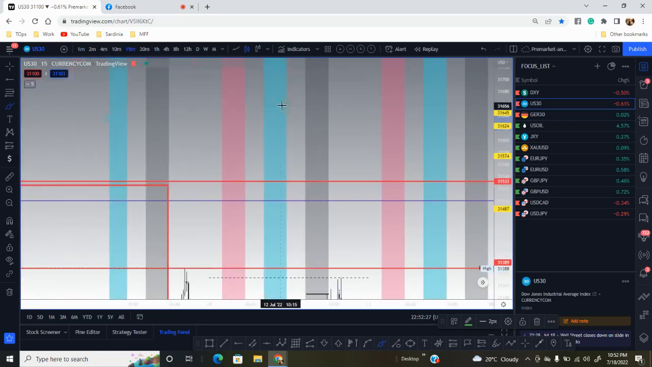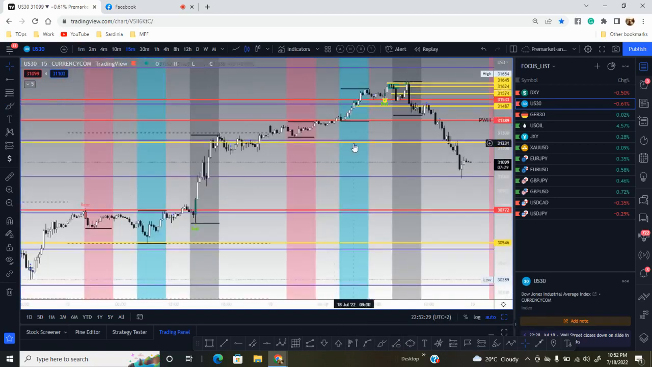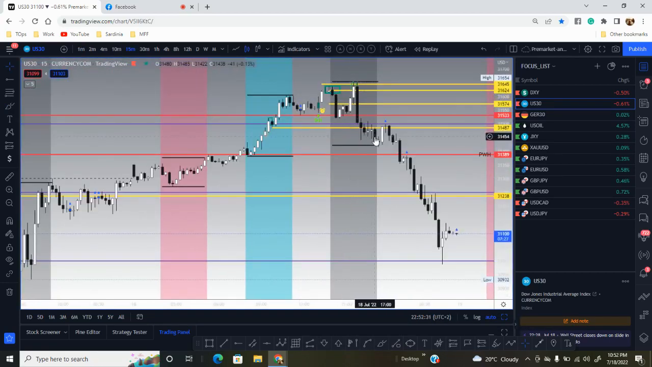Alright, so that's how US 30 traded today. But if I hold US 30 until even up to the close, which is 10 p.m. here in Central Europe, I would have gotten more profits from this trade.